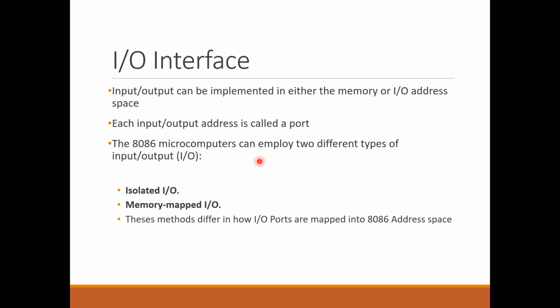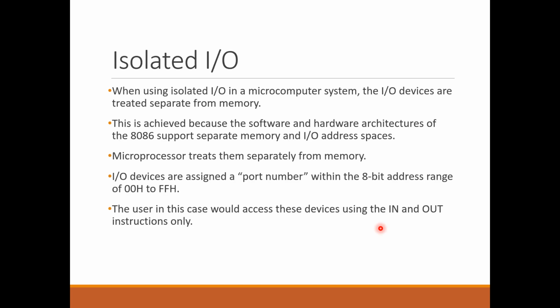The 8086 microprocessor can access any input or output device in two ways. So the input output interface can be done in two ways: isolated I/O or memory mapped I/O. These methods differ in how I/O ports are mapped into the 8086 address space. Through those two methods the microprocessor can access any peripheral device, but they are different in the way that the microprocessor accesses any input or output device.